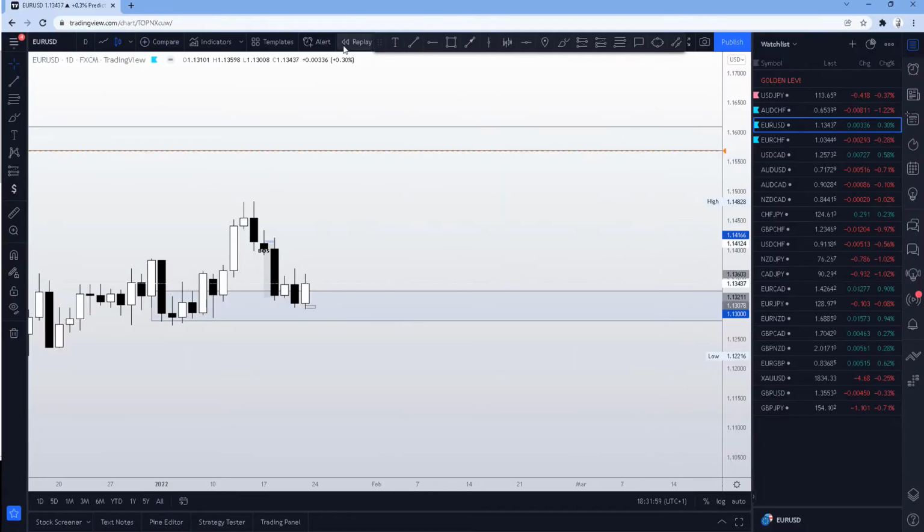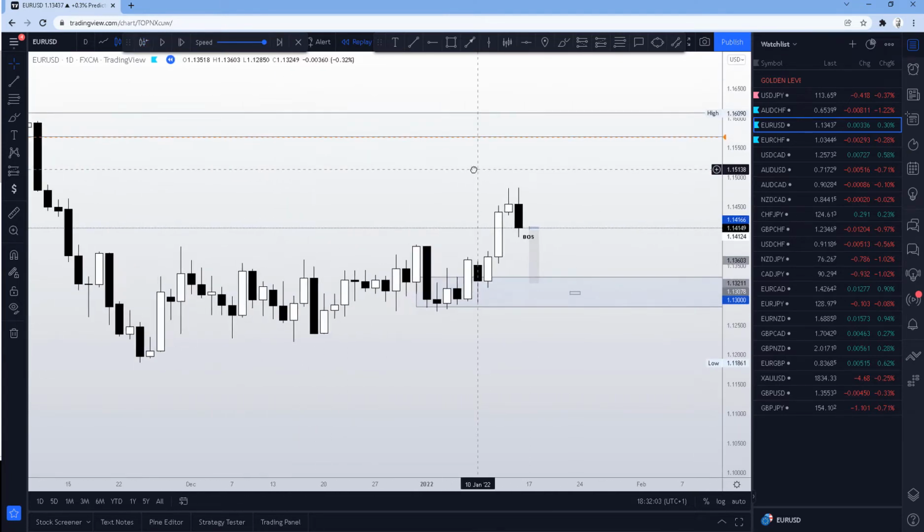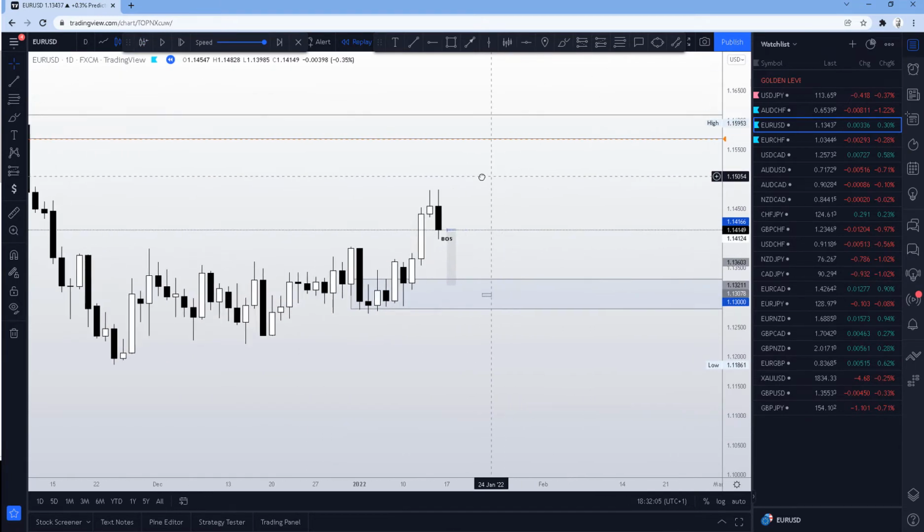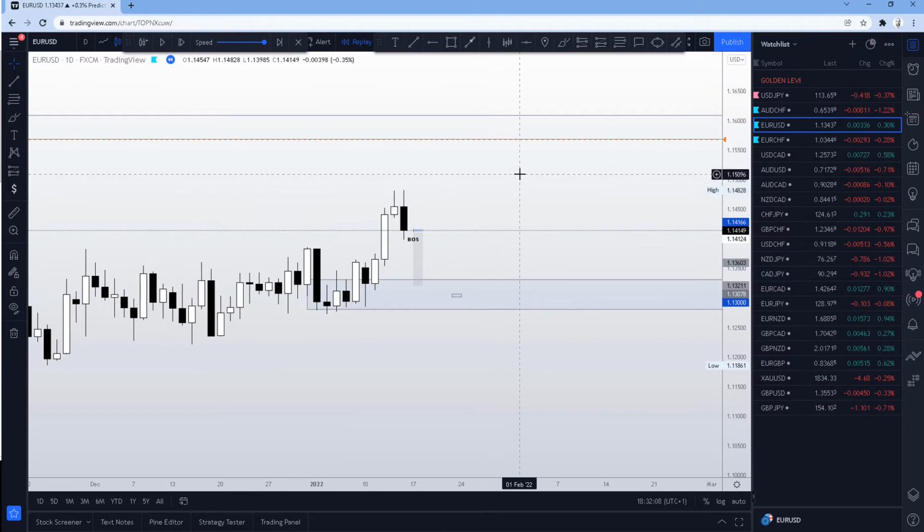So let's move on with the video. Let me go to the replay. And we are right here. As you can see, this is the daily chart. As we said, this is going to be pretty much the same technique but on a different time frame.